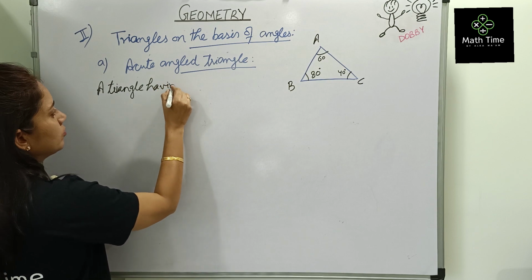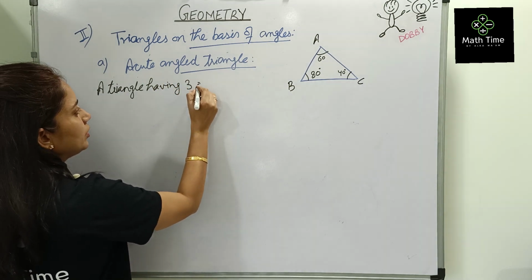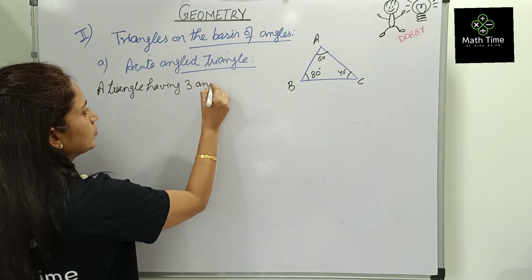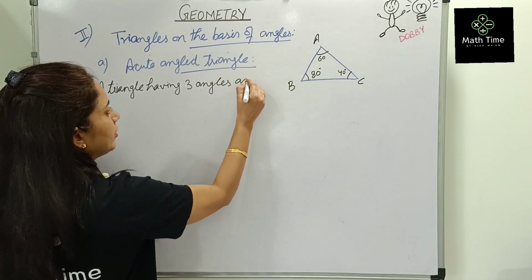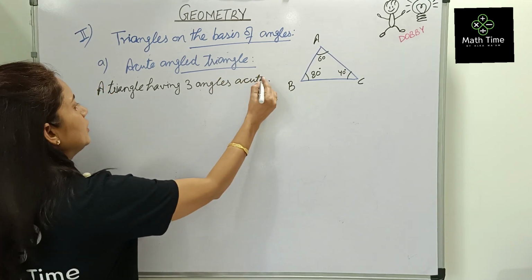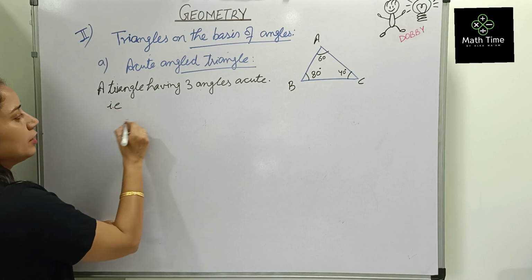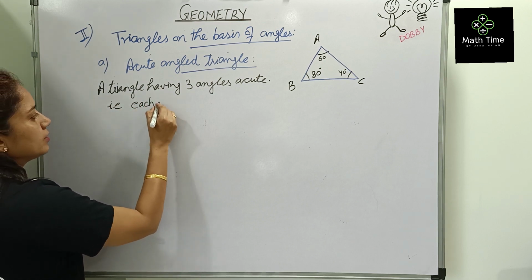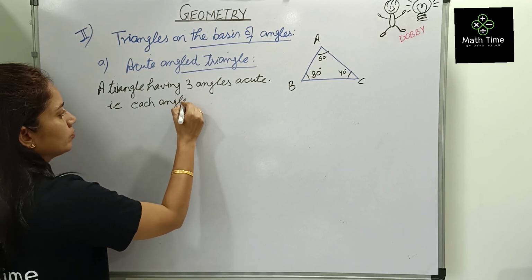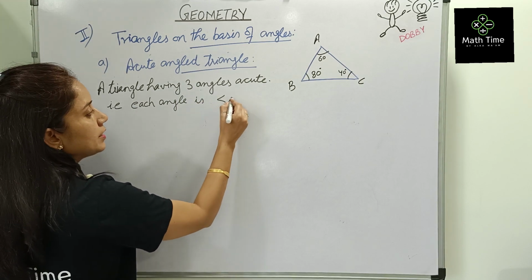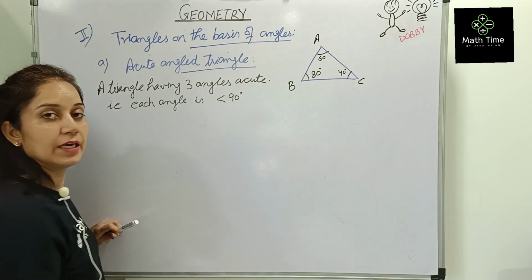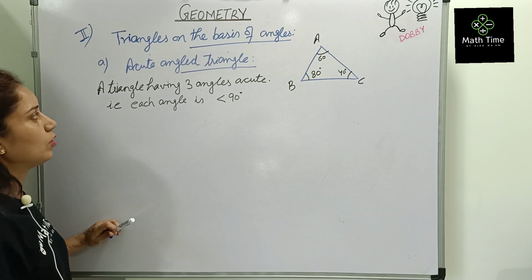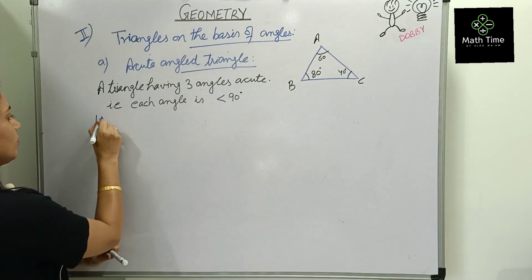A triangle having all three angles acute, that is, each angle is less than 90 degree. Less than 90 degree, that is called an acute angle triangle.